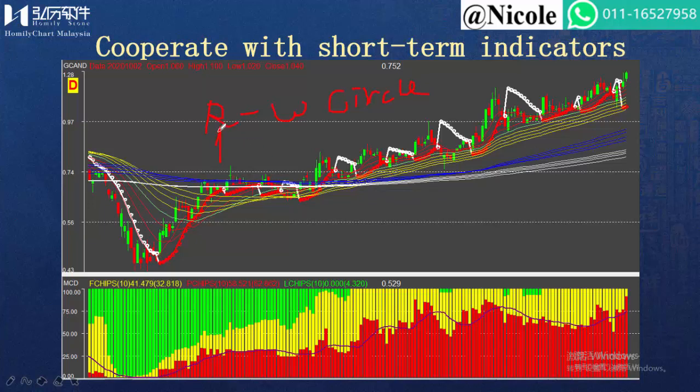So this first red circle is our entry point. The first white circle is our exit point. So we can do some short-term trading in this kind of share. And I know maybe some investors will ask, oh teacher, what if today bankers come in and gradually bankers go out? Then maybe I will lose money, and why do I use your software?